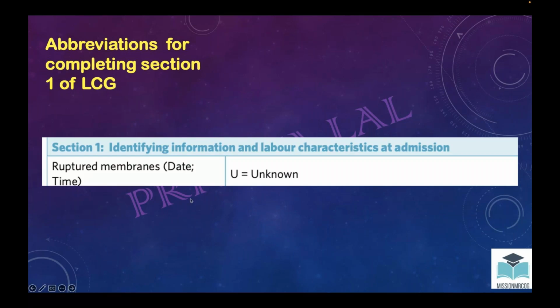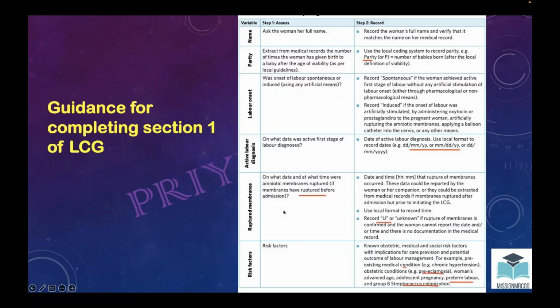So for section number 1, ruptured membrane, time and date. If it is unknown, like the patient doesn't know when the membranes have been ruptured, the abbreviation used will be U, unknown. So apart from this, guidance for completing. Okay, first was the name. The name of the patient has to be filled, whatever we know already. Then next will be the parity. Parity, we already know how to fill. Then labor onset, whether it was spontaneous or induced. If it is spontaneous, you will write spontaneous. If it is induced, you have to write induced.